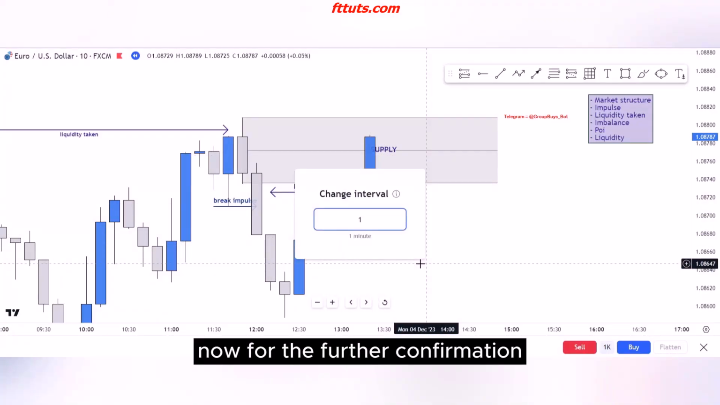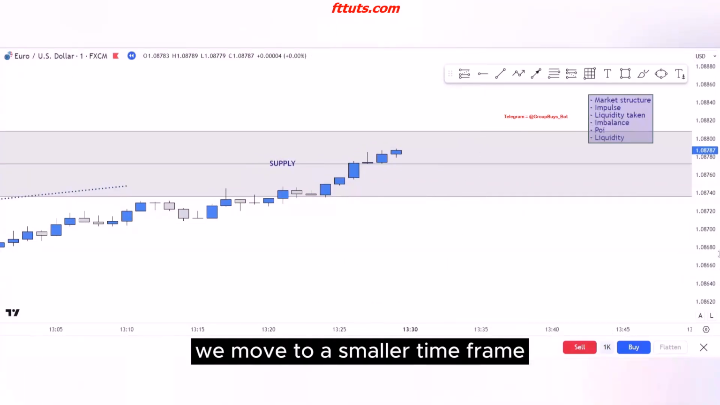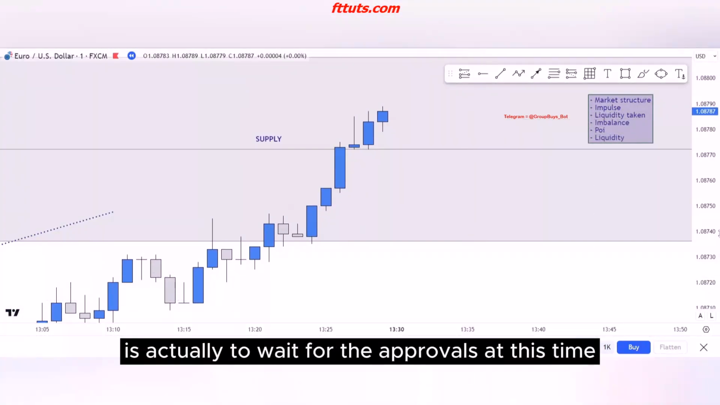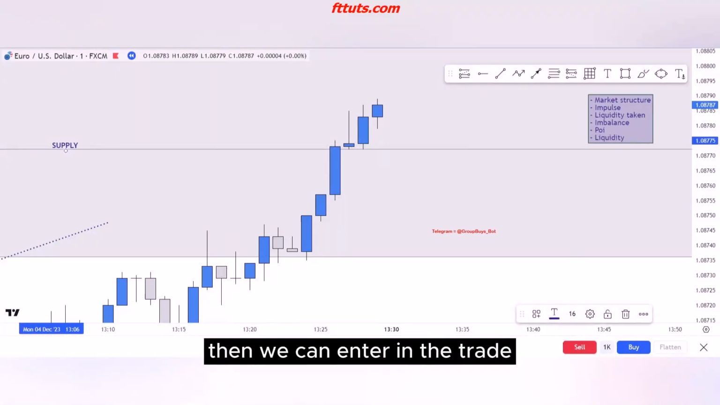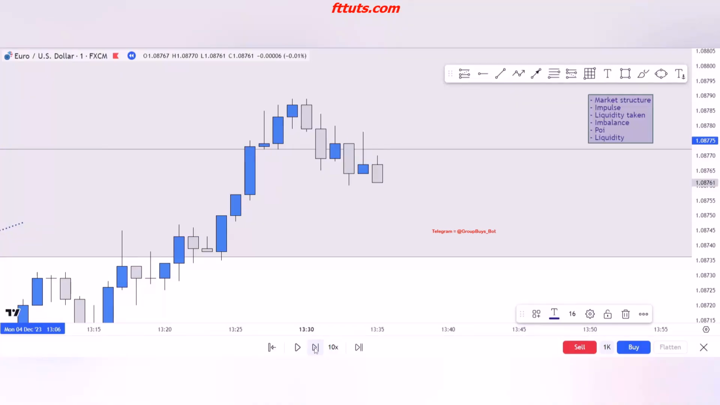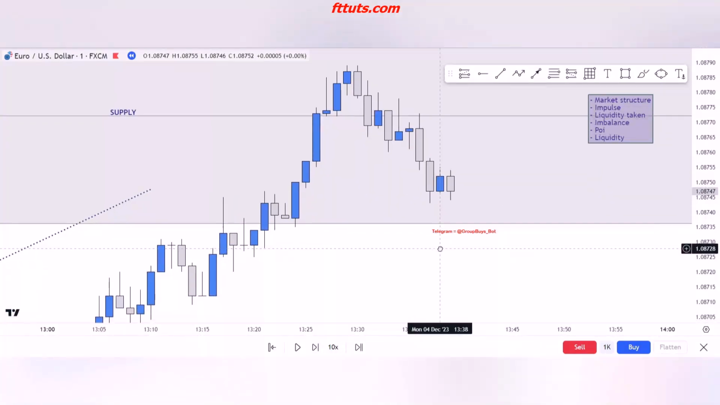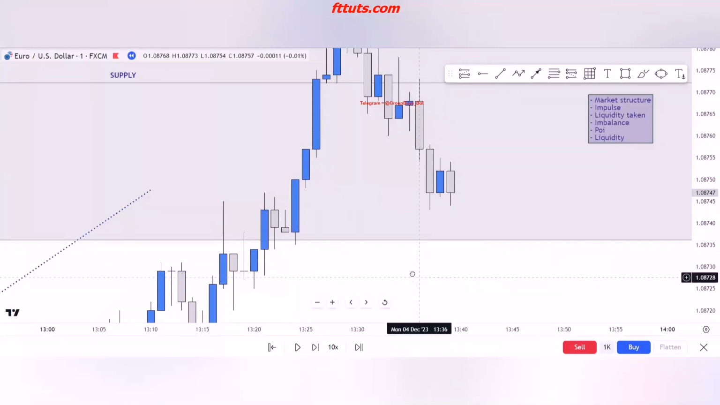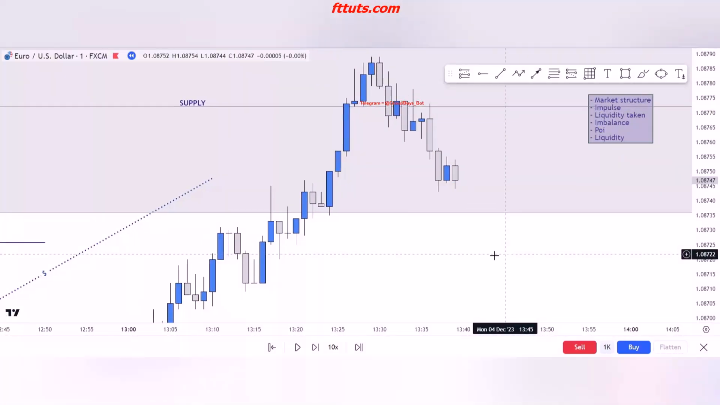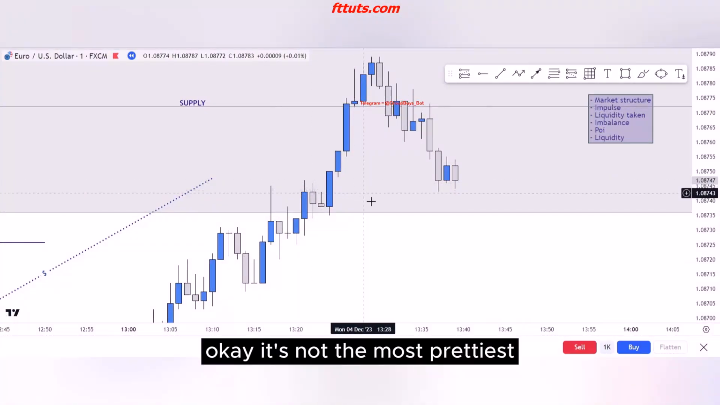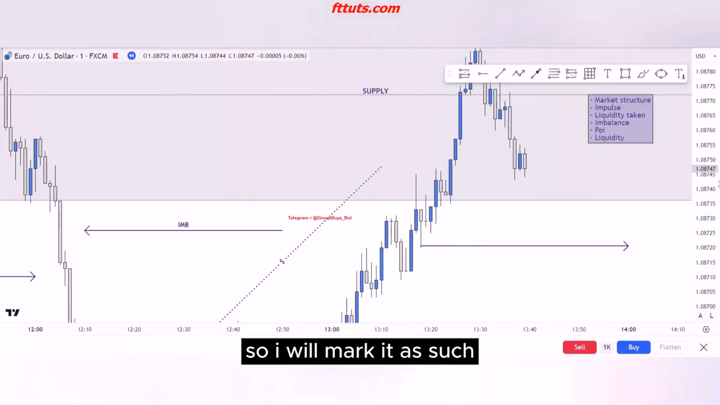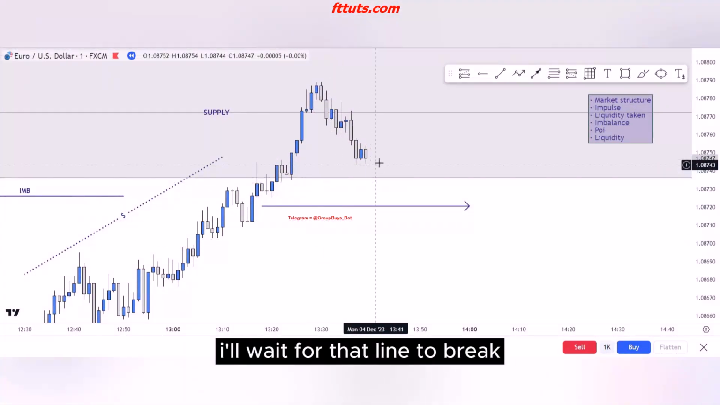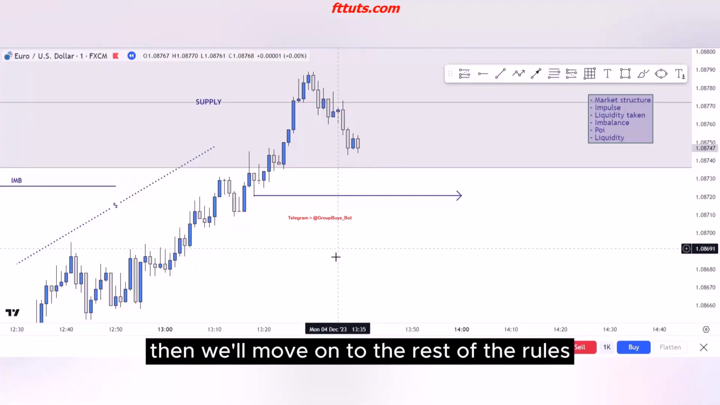Now for further confirmation, we move to a smaller time frame. What is left for us is to wait for the confirmations at this time. Then we can enter the trade. Okay, it's not the prettiest, but you can see here that this is the most obvious type of structure right now, so I will mark it as such. I'll wait for that line to break, then we'll move on to the rest of the rules.